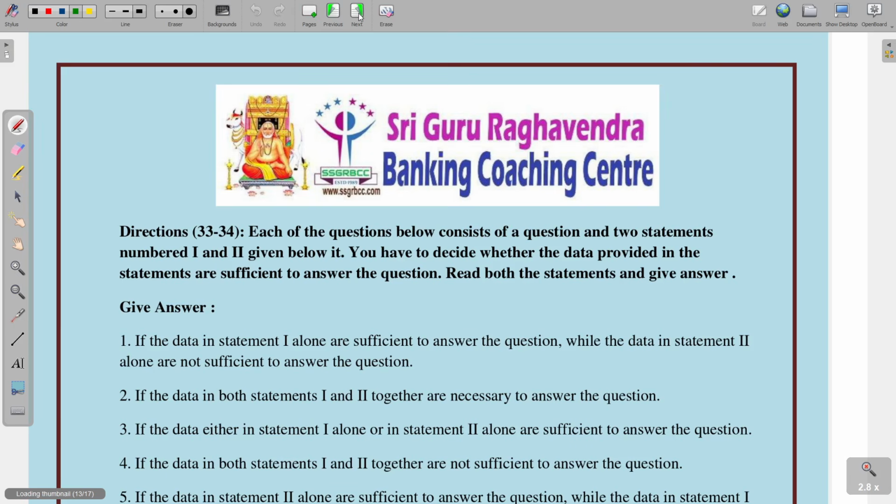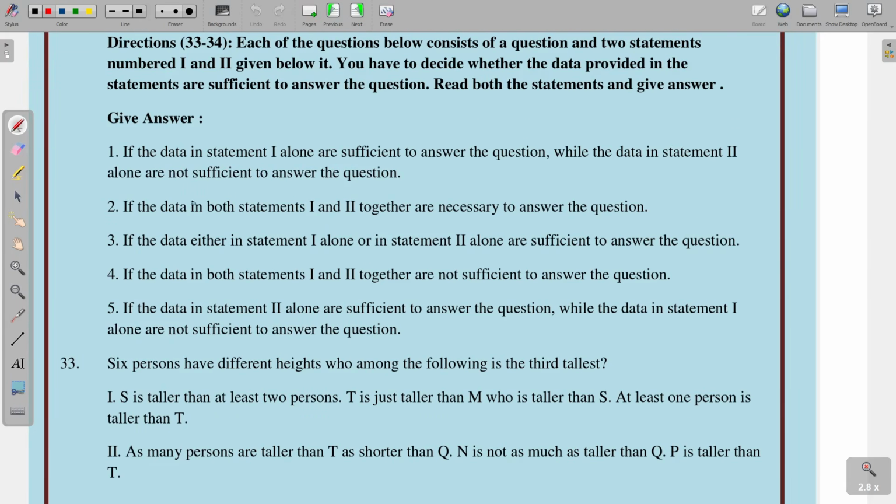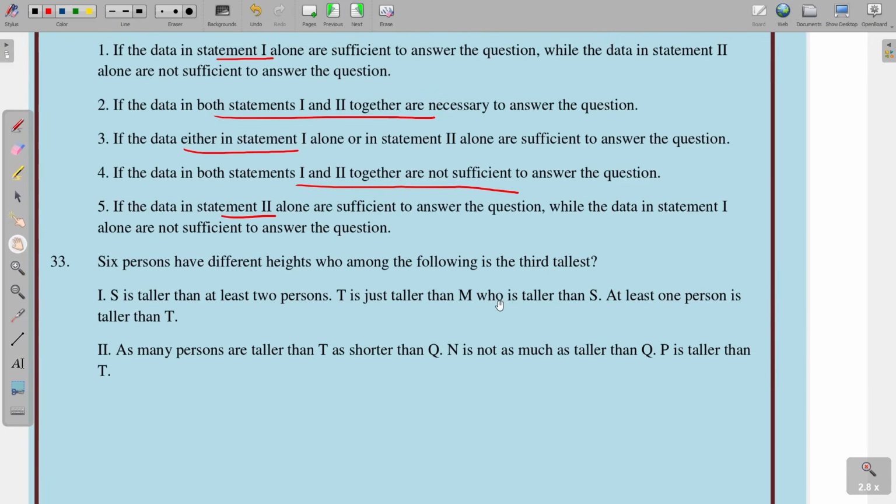Next, 33 to 34, so here we have data sufficiency, so observe the options once. Only data statement 1 alone sufficient to answer the question. Next, option 2, both 1 and 2 together necessary to answer the question. Next, the data either 1 or 2. Next, option 4, both 1 and 2 together are not sufficient. Option 5, so only statement 2 follows. Okay, these are the options we have.